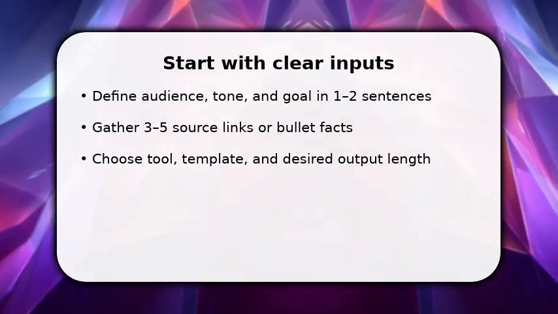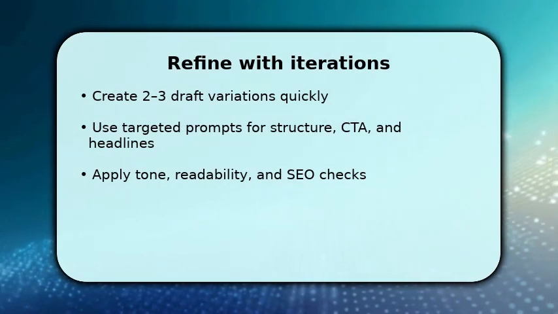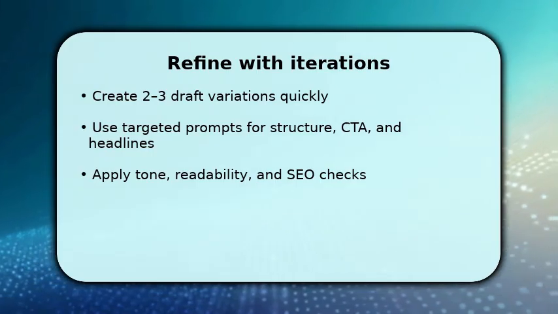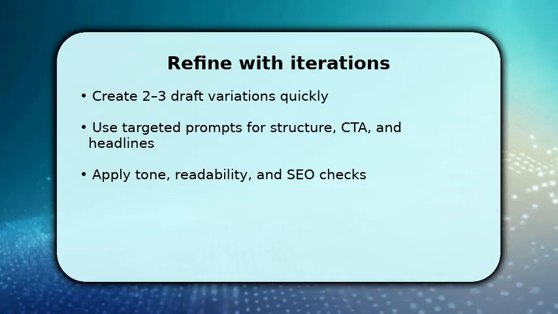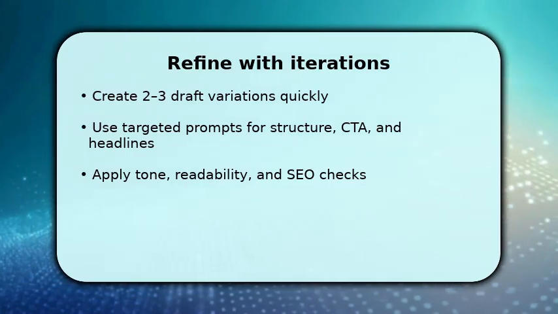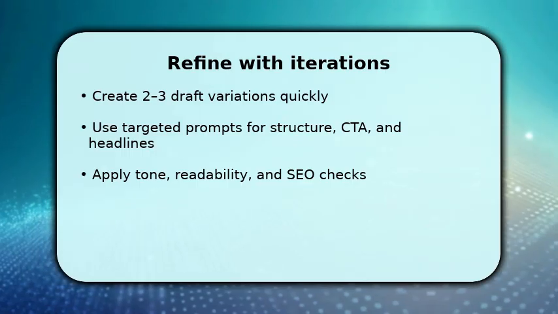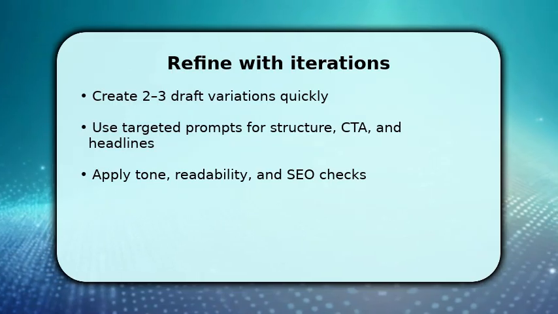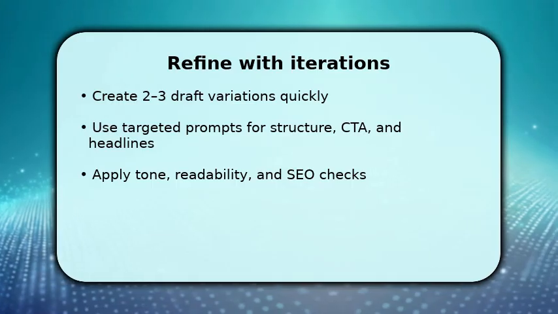You now move into iterative refinement. Generate 2 to 3 draft variations to explore angles and voice. Once you have drafts, ask the AI for structural edits, headlines, subheads, and a clear CTA, so the piece flows. Make sure to run tone and readability prompts and request SEO-friendly headings or meta descriptions when relevant. Then compare drafts, keep the best lines, and instruct the AI to combine them into a coherent, polished version.